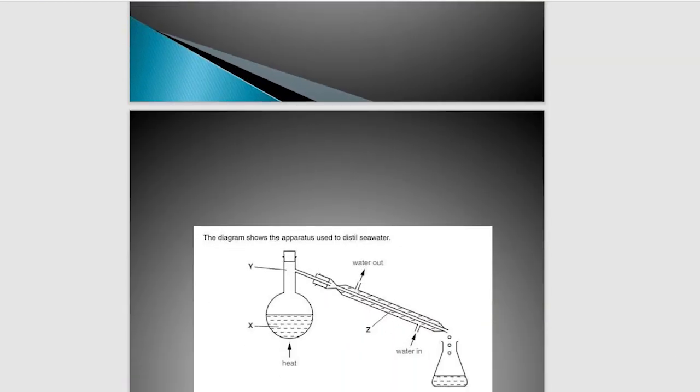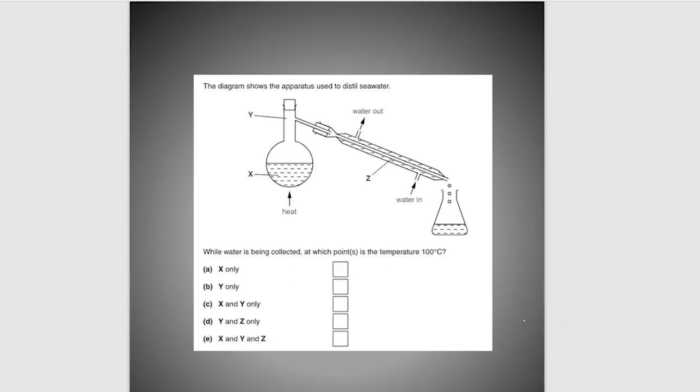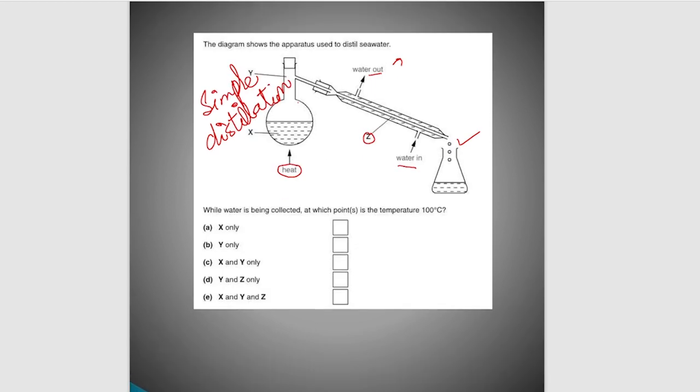In the next setup, you can see the structure of the simple distillation process. Here water in will be there, but in this apparatus there is no fractionating column. This one is the Liebig condenser, water in from here, out from there. The flask is open and this one is a cork, and heat is provided to it. So this is basically the process which we apply in simple distillation.